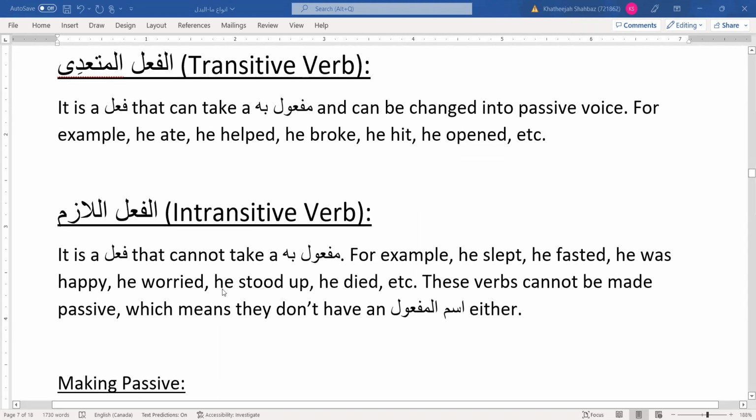So al-fi'lul lazim does not have an ismul maf'ul. When we do the tasrif, if you remember, Qama, for example, he stood up. Qama yaqumu qum la taqum, qaim. And then we skip the maf'ul because this is al-fi'lul lazim and there is no ismul maf'ul. Similarly, we do this for jalasa.